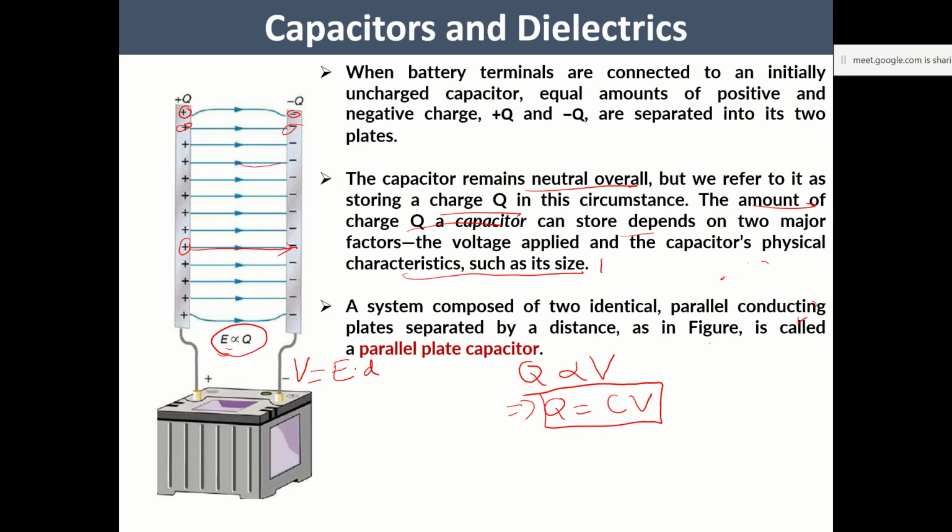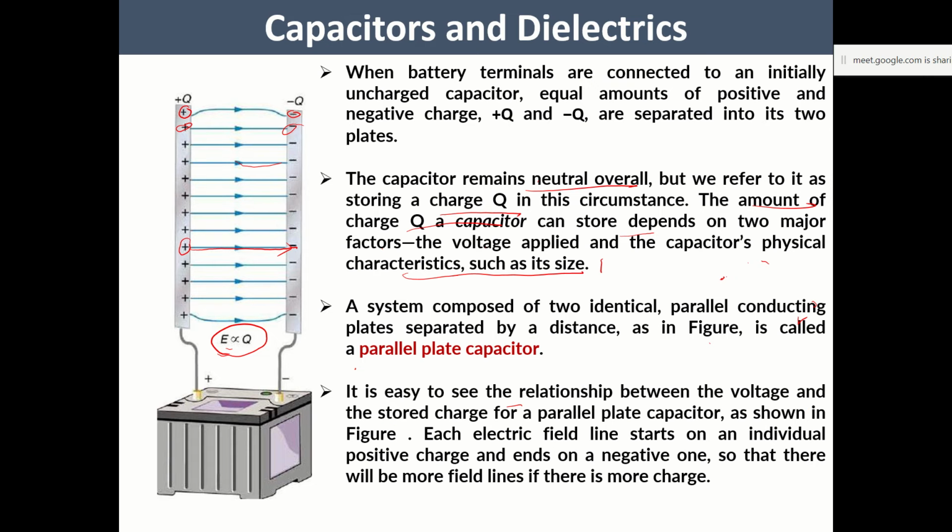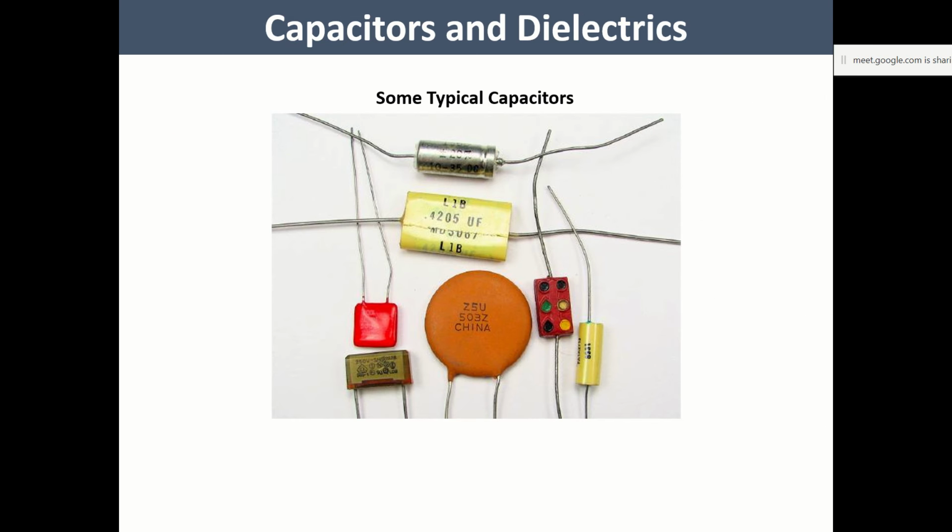Now if we look at the parallel plate capacitor system shown in the slide here, we see the relationship between the voltage and the charge that I just told you. We also see that each electric line of force starts from an individual positive charge and ends on a negative one on the other plate. And these are practical capacitors. Practically, this is what you see in daily life. These are all different designs of capacitors.